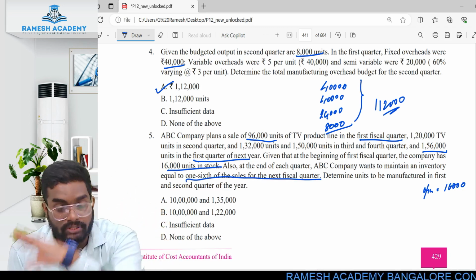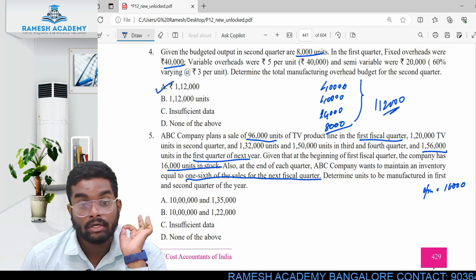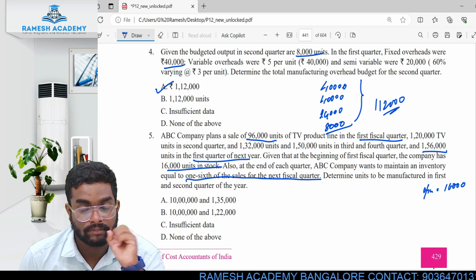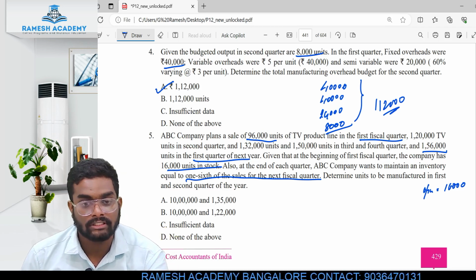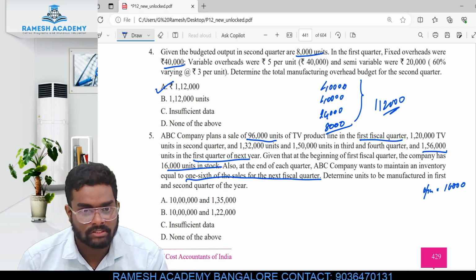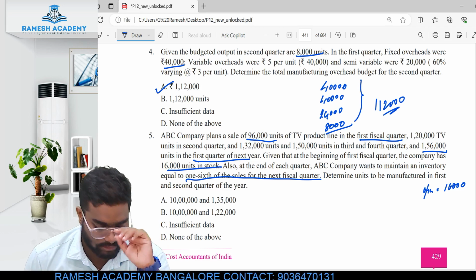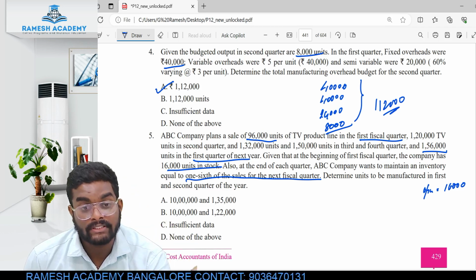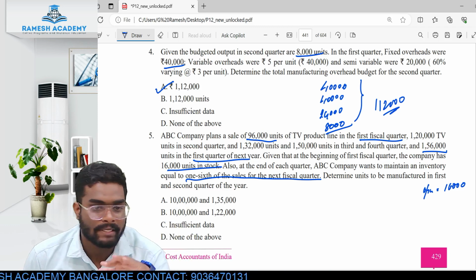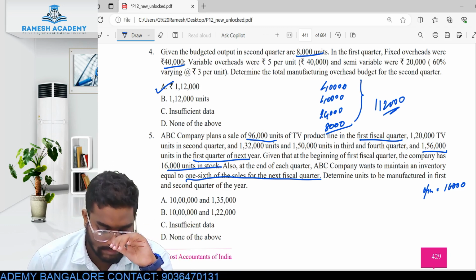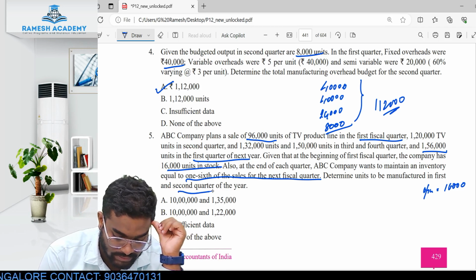So whatever you sell in the next quarter, 1/6 of it you have to maintain as closing stock in the previous quarter itself. For example, if you are selling 6,000 in the next quarter, you have to maintain 1/6 of it, which means 1,000. 1,000 should be your opening inventory for the next quarter. So the previous quarter's closing stock will be the opening stock in the next quarter, no? That is the thing. So determine the units to be manufactured in the first and second quarter.